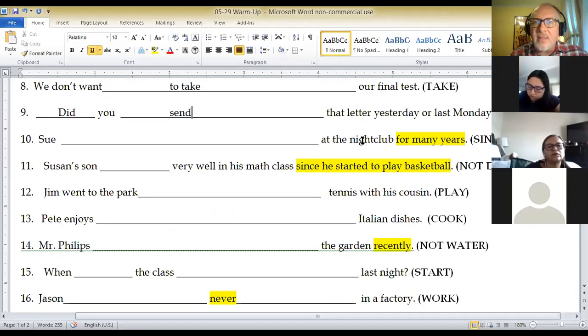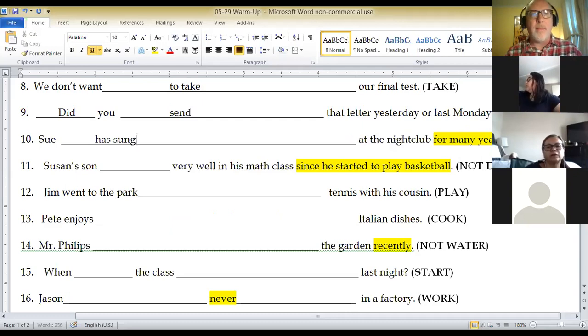Okay, the next one says at the nightclub for many years. So what can we say for that one? Sue has sung, right? She has sung at the nightclub for many years, right? She started in the past and she still sings there these days.